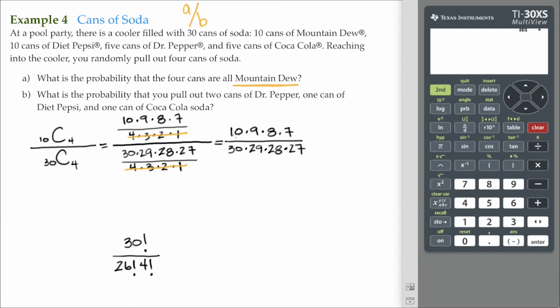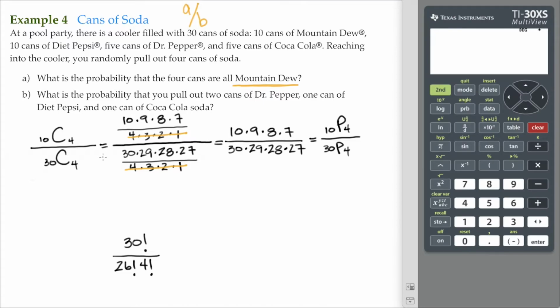Now, if you look at this, 10 times 9 times 8 times 7 over 30 times 29 times 28 times 27, that's the same as 10 permute 4 over 30 permute 4. And look at that. 10 choose 4 divided by 30 choose 4 happens to be the same as 10 permute 4 over 30 permute 4. But that's occurring because all the cans are going to be the same.